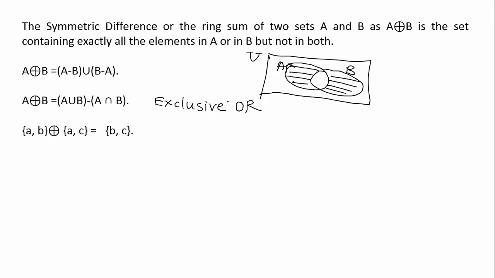Okay. So see, the ring sum of these two sets is another set which contains elements B and C, because A is in both, so we have to drop that.